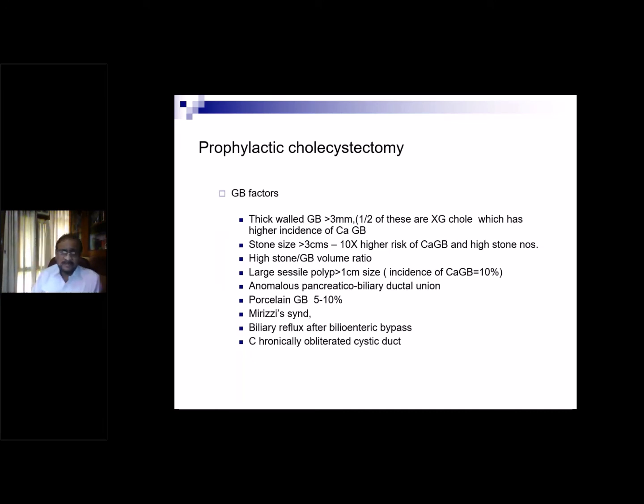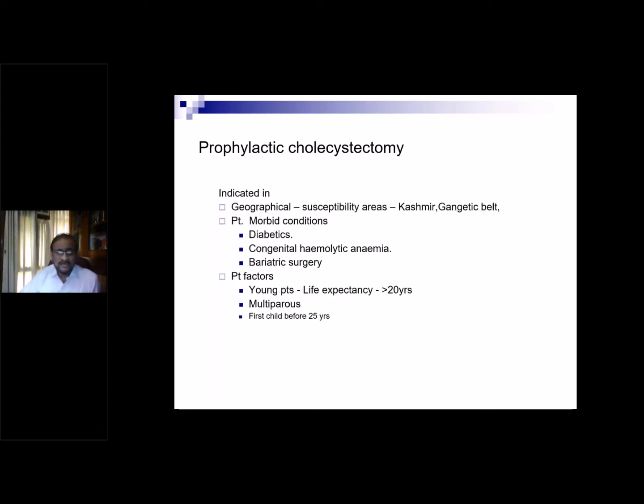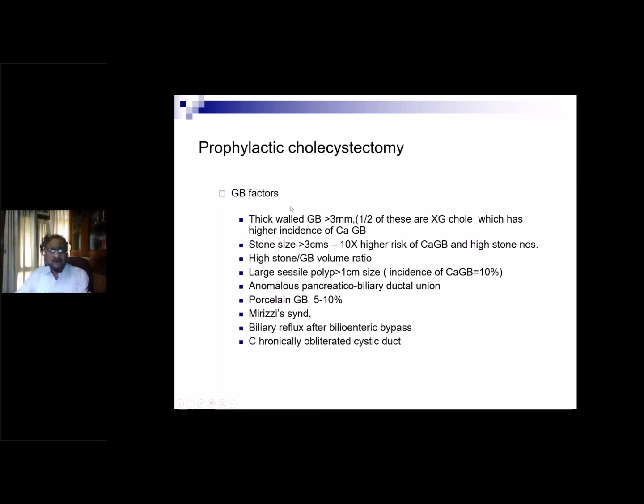What are the gallbladder factors where you should go in for a prophylactic cholecystectomy? So the first one was the geographical reason why you should go in for prophylactic cholecystectomy. Then you had the patient morbid conditions. Then you had other patient factors which are not really morbid conditions, but factors which can always build up into increased incidence of carcinoma of the gallbladder. Then you got the gallbladder factors.